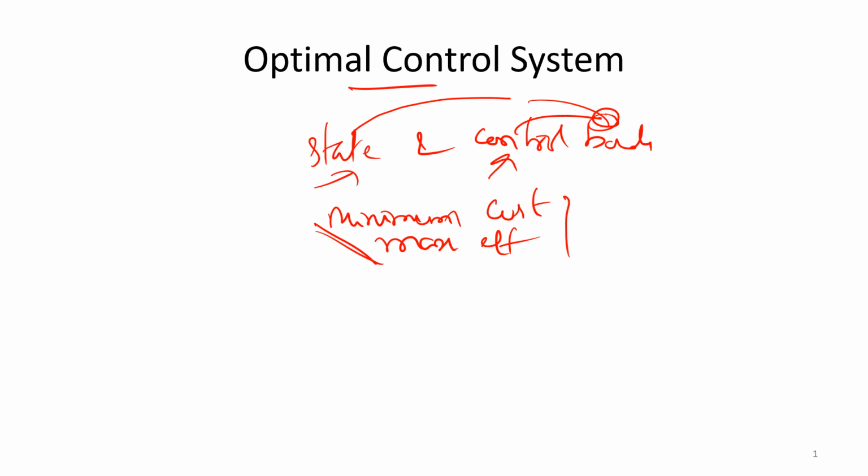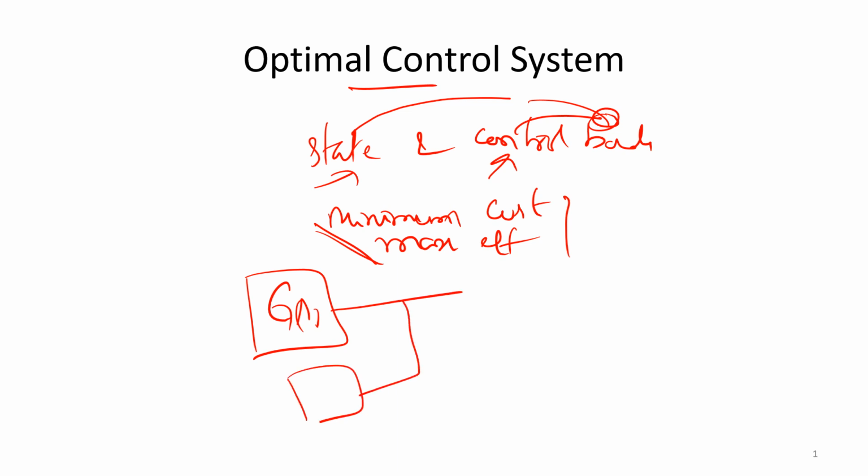So let's take one system. The system transfer function is G of S. Then we can measure it, and that is given to the optimization. Then here you have a reference value which is plus, this is minus, and from that it is given to the system. Okay, this is one case.